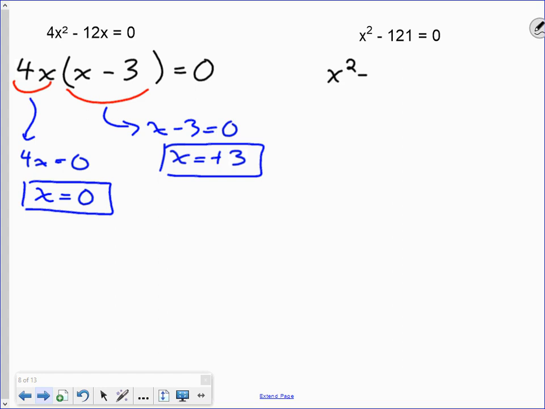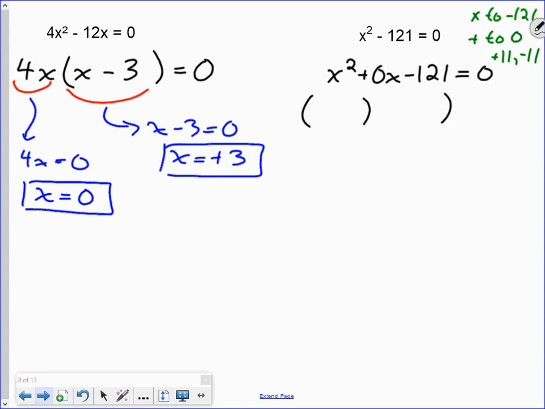Or if we didn't see this as a difference of squares, remember we can always put in that 0x term and factor this as a trinomial. So if we're doing this as a trinomial, we need two numbers that are going to multiply to give us negative 121, and add to give us 0. Those two numbers are going to be 11 and negative 11.